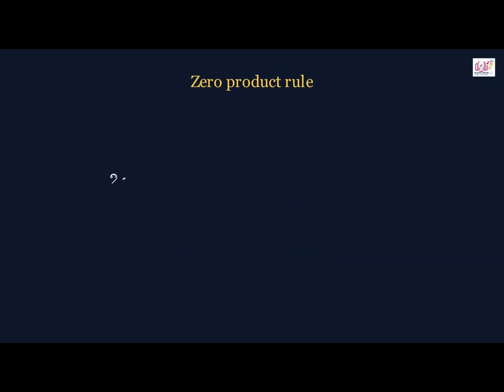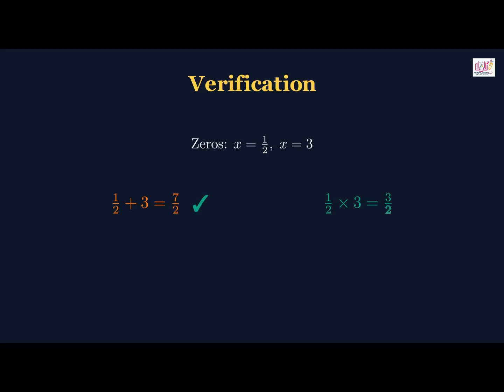By the zero product rule, 2x minus 1 equals 0, giving x equals 1/2. Or x minus 3 equals 0, giving x equals 3. So our zeros are 1/2 and 3. Let us check the sum. 1/2 plus 3 equals 7 over 2. That matches our prediction. Let us check the product. 1/2 times 3 equals 3 over 2. That also matches. The formulas worked.